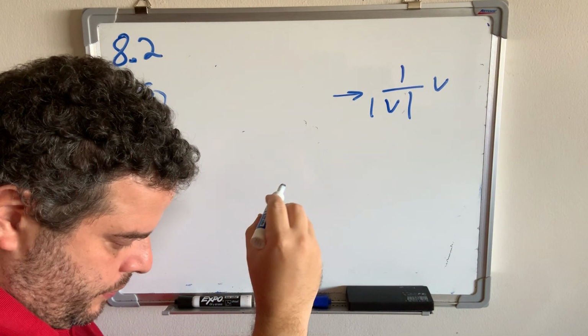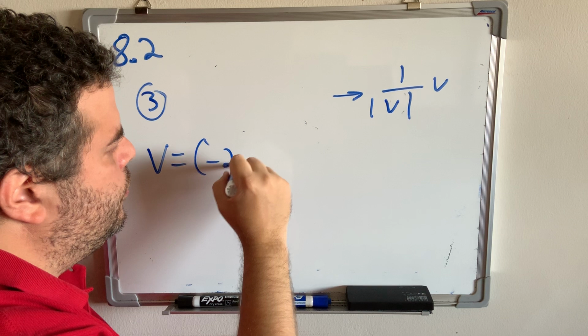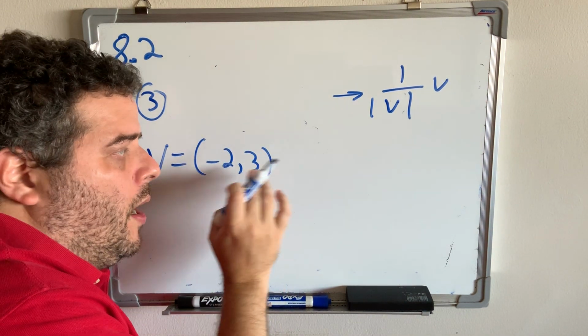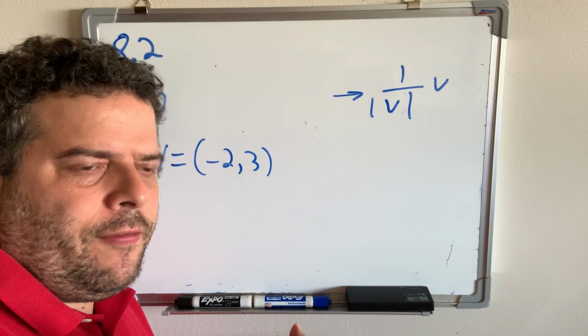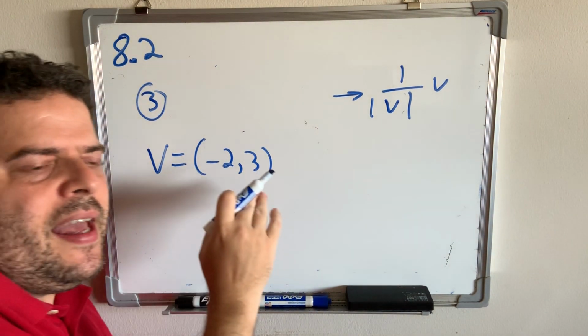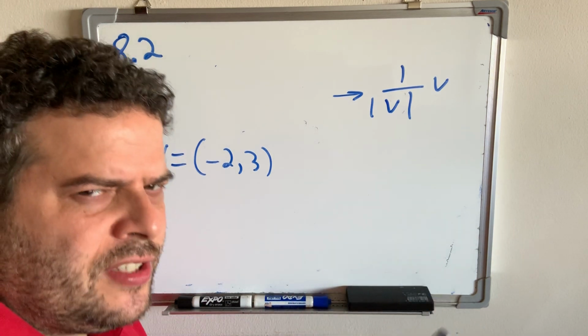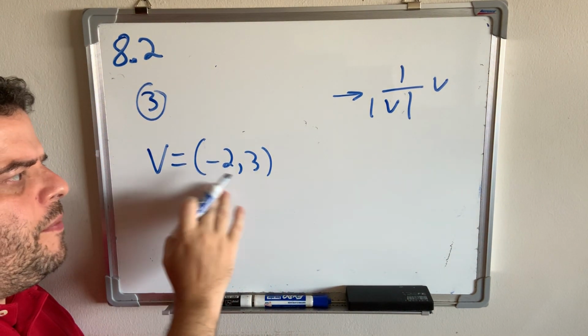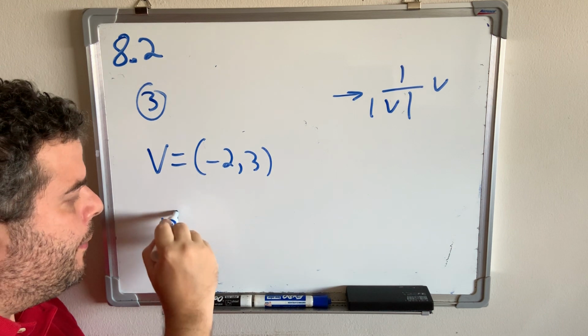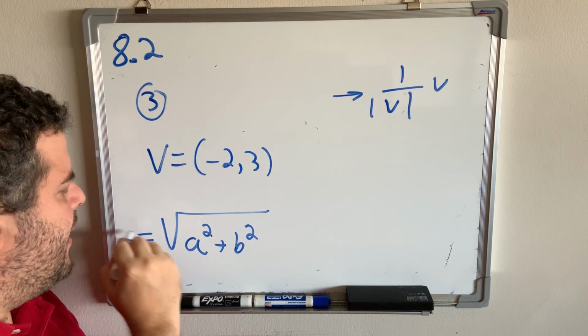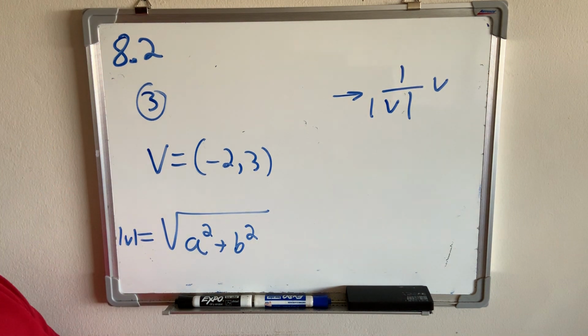V equals -2, 3. So since they're only giving me one, you can tell that it's component form. If they were to tell me the initial and the ending, or the terminal, you'd have to use distance formula. Here, since they're giving me component form, I'm going to be using this. That's going to be the absolute value of V.